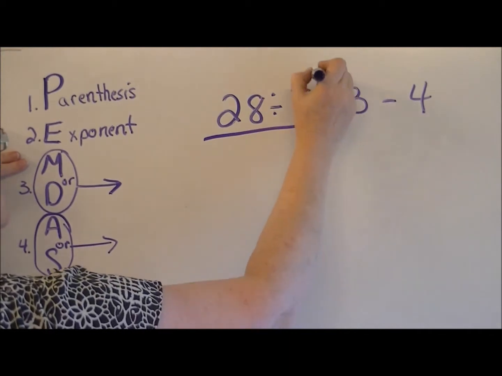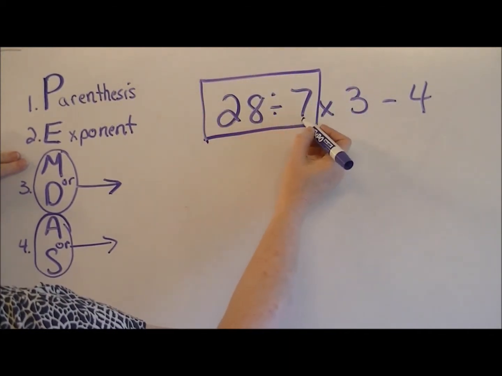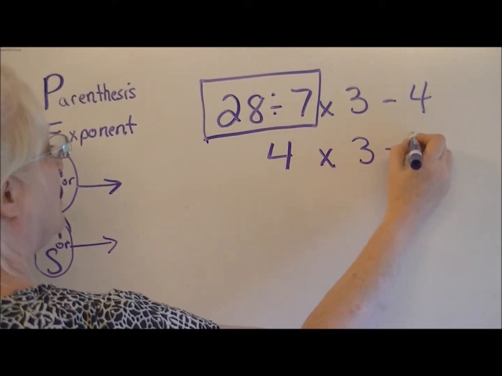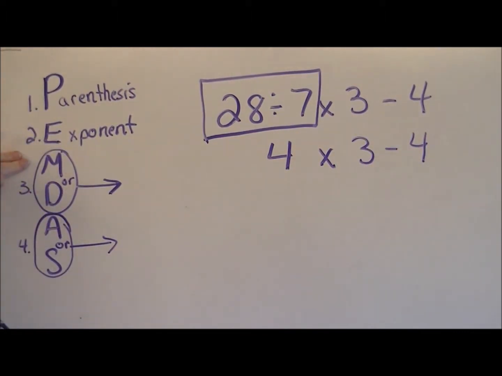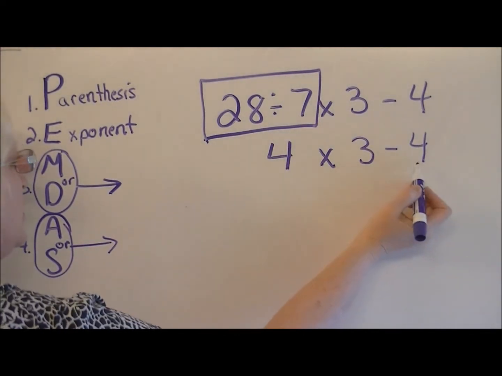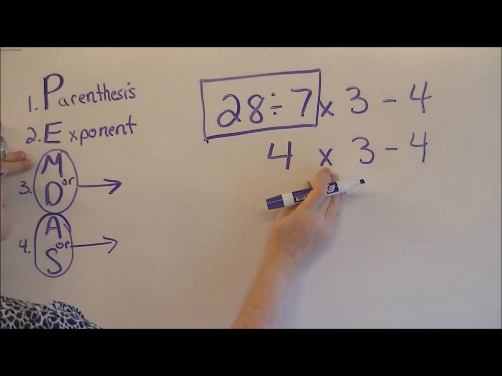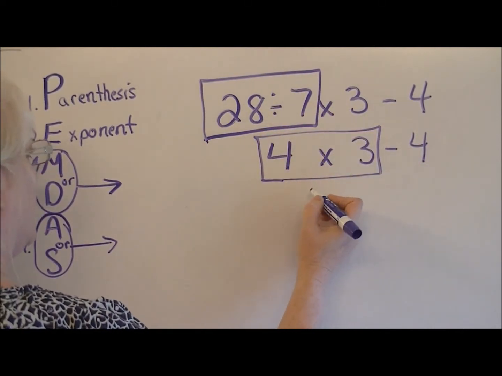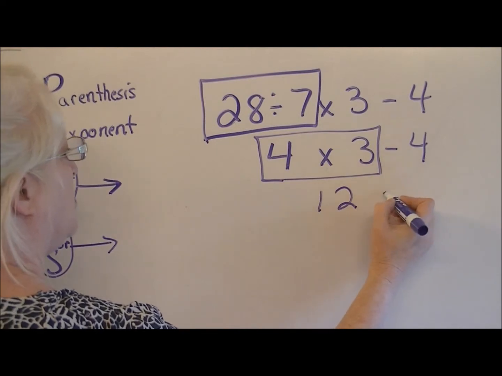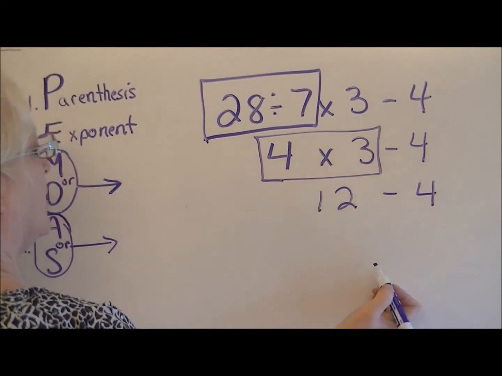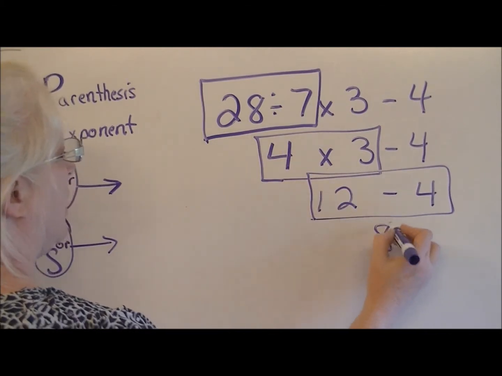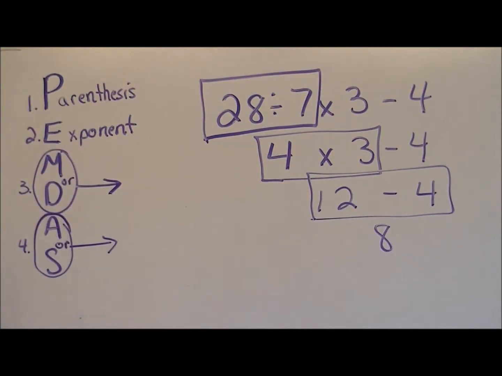So we're going to box this. 28 divided by 7 is 4. And then I'm going to write down everything else that I see. Now, I look, do I have any other multiplication or division operation signs? Yes, right here. So I'm going to do this first. 12 would be the answer, and then I'm going to bring down the minus 4, and then I'm going to solve. 12 minus 4 is 8. Let's take a look at one more.